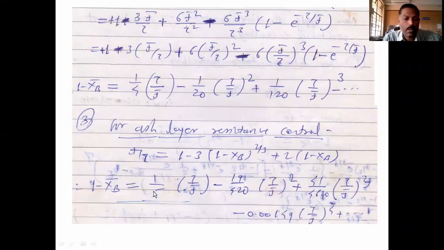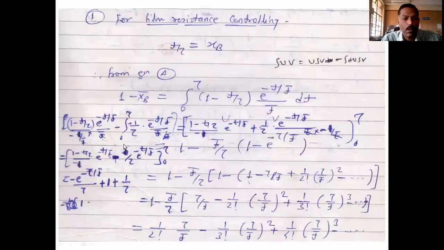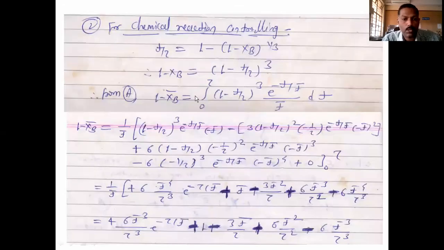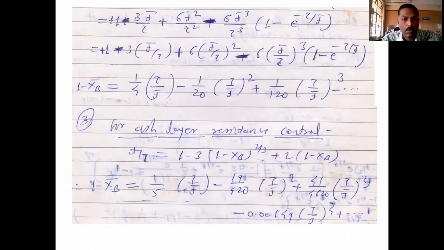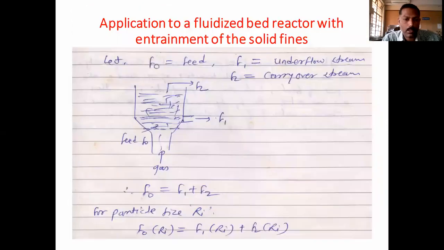That is, 1 minus xb bar equals 1 by 5 tau upon t bar minus 19 upon 420 (tau upon t bar)^2. So these three equations you must remember. These are the three equations we require for solving the problems. For a single component you know the relation between time and conversion, and for mixed components in plug flow this is the relation between time and conversion, for gas stream controlling, chemical reaction controlling and ash controlling.